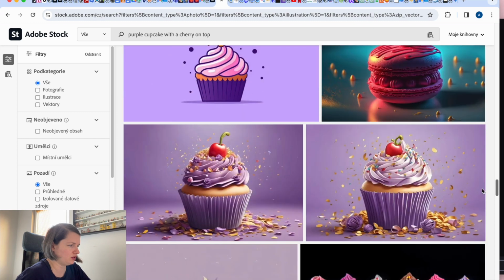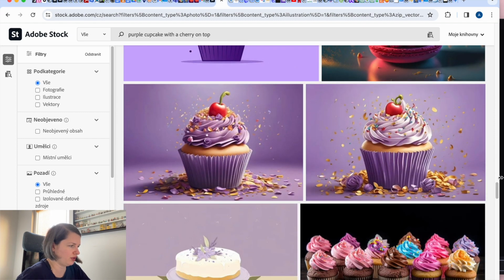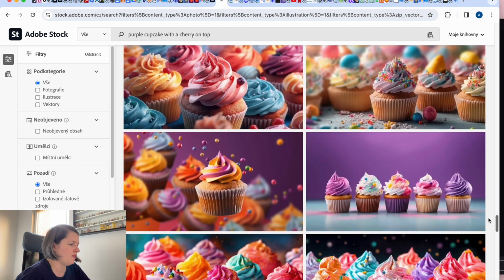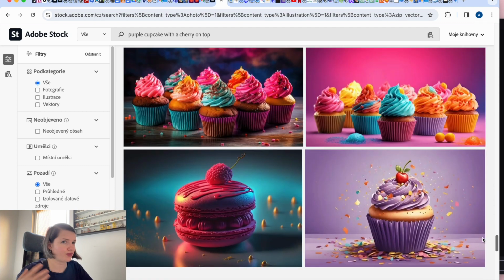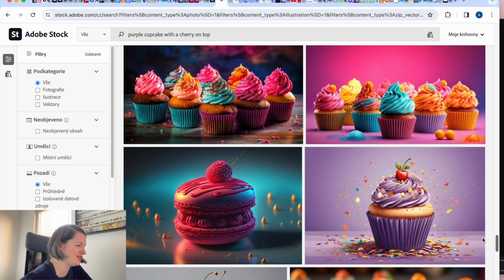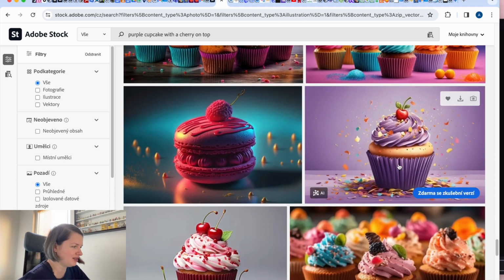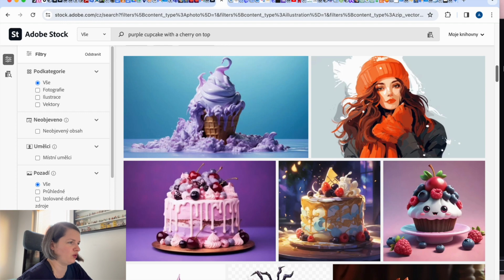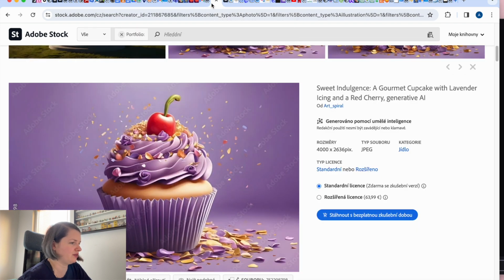So those are yours, and there is not a lot of it here, so I would try to regenerate it. After you buy your Midjourney subscription, try the same prompt, like a pastel purple cupcake with a cherry on top, then confetti on a pastel purple background, and see what you get from there. I think you can achieve better results with this.